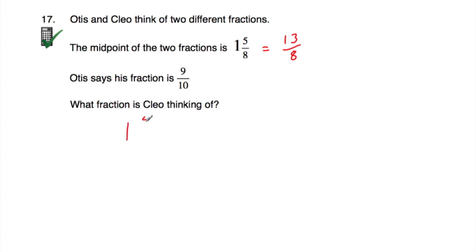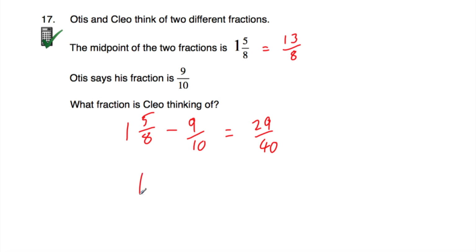So if we do the midpoint, which is 1 5/8, and we subtract 9/10, that would tell us the difference between Otis's fraction and the midpoint. So that would be equal to 29/40. So that means that Otis's fraction is 29/40 below the midpoint. So that means that if we add 29/40 to the midpoint, that will tell us what Cleo's fraction is, because obviously Otis's fraction must be the same amount below the midpoint as Cleo's number is above the midpoint.